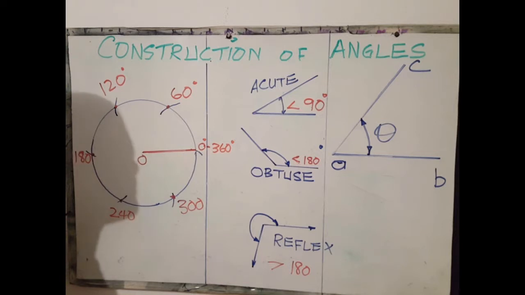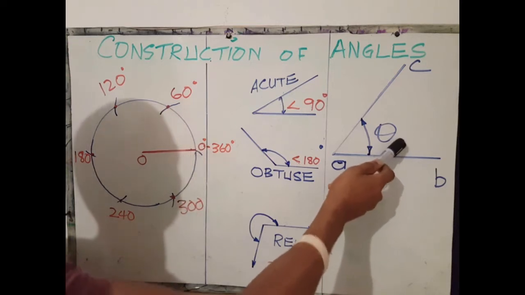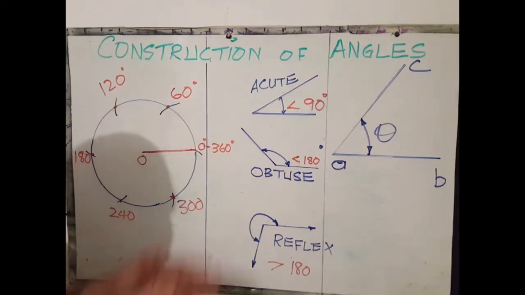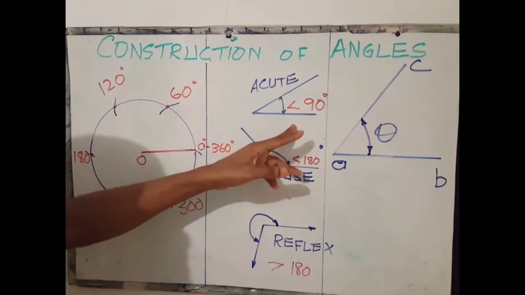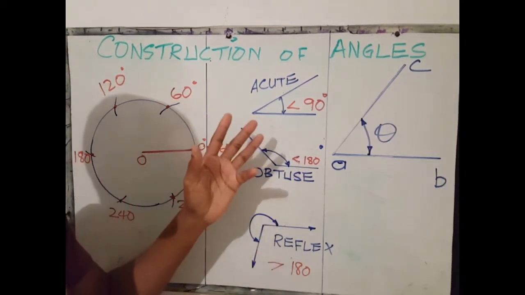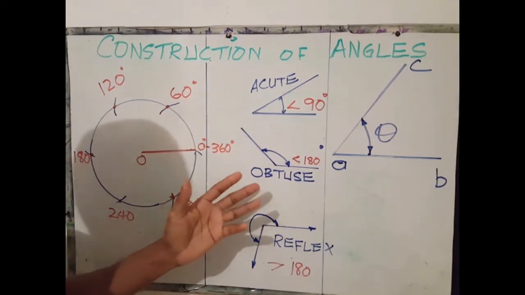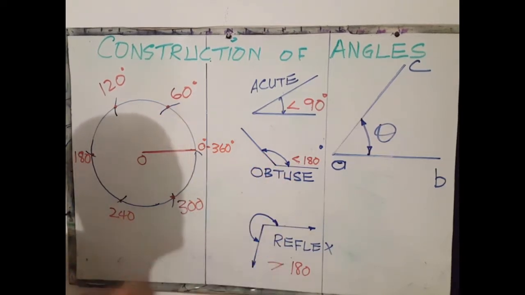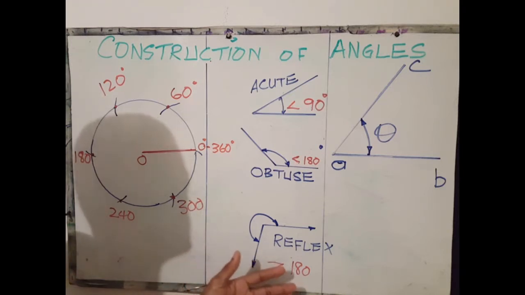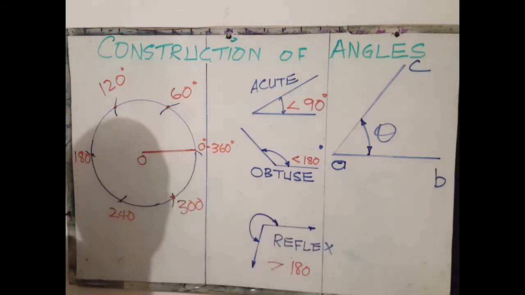What's an angle? An angle is a point where two lines meet. Angles are broken down into categories. One, acute angle, which measures less than 90 degrees. Right angle, which measures exactly 90 degrees. Obtuse angle, which measures less than 180 degrees. Reflex angle, which measures more than 180 degrees. A straight line measures 180 degrees.